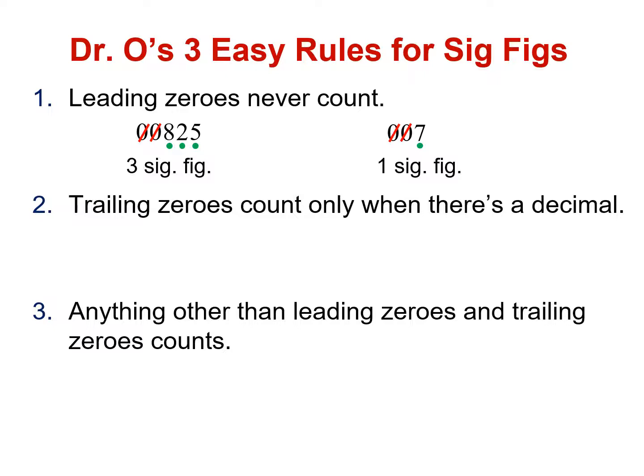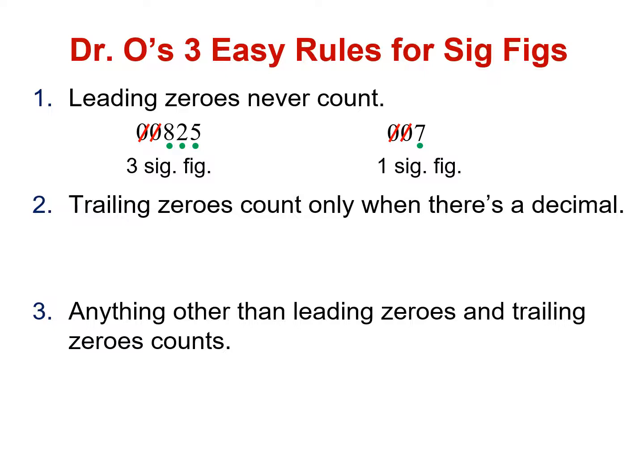Let's take a look at rule number 2. Trailing zeros count only when there's a decimal present in the number. Now this rule deals with zeros that occur on the right of the number at the end. And this rule means that if the number we're considering has a decimal anywhere in that number, then those zeros to the right are included in our count of significant figures. If there's no decimal, then they don't count.